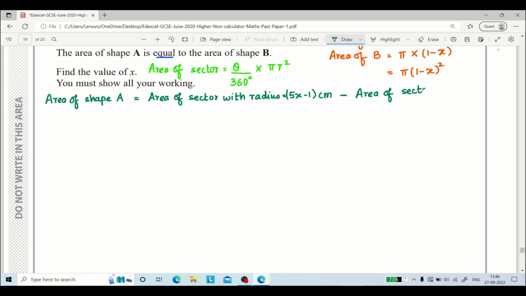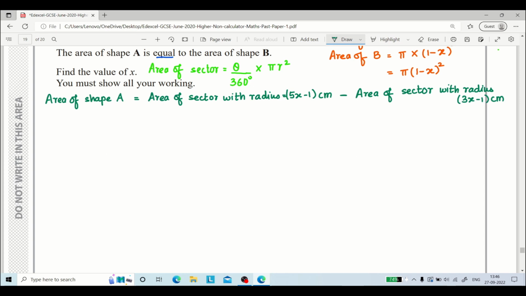If you observe the diagram, I would request you to please keep your diagram beside you in order to refer to it as we solve. With radius, and what is the radius? It's given in the diagram. Please refer to it and tell me. Yeah, it is 3x minus 1 centimeters. Great, 3x minus 1 centimeter.